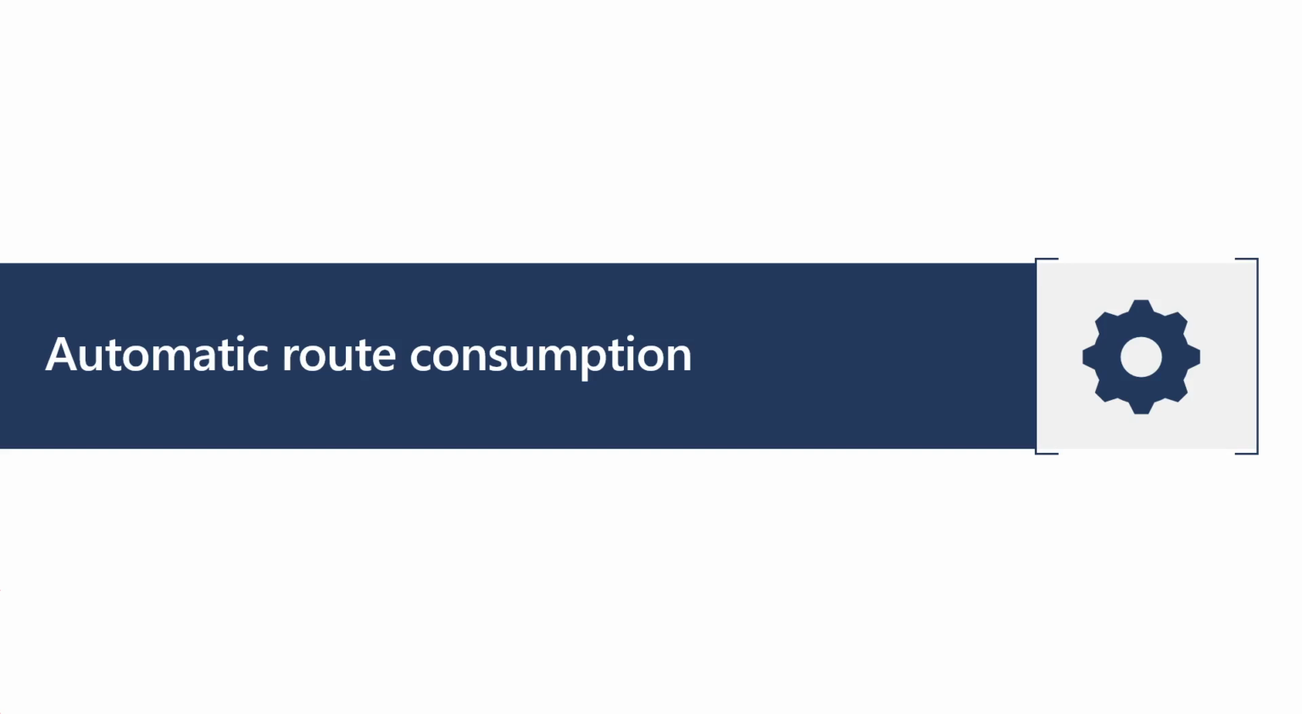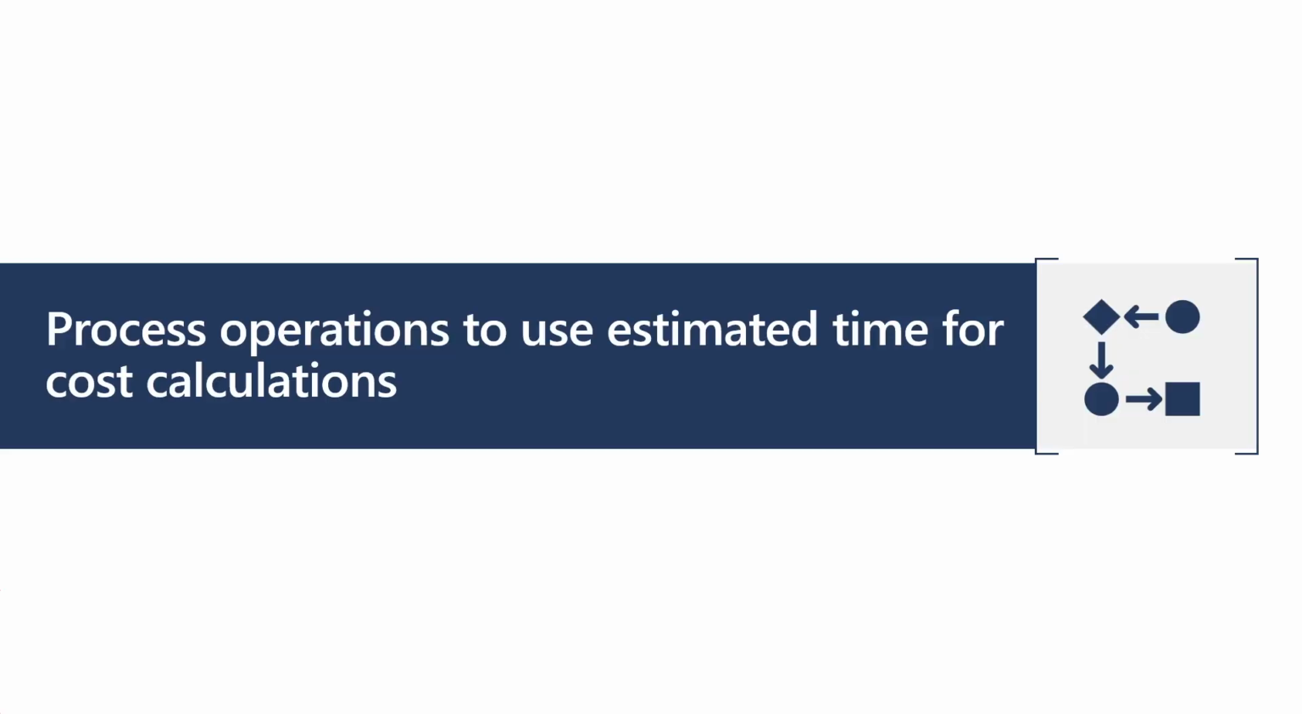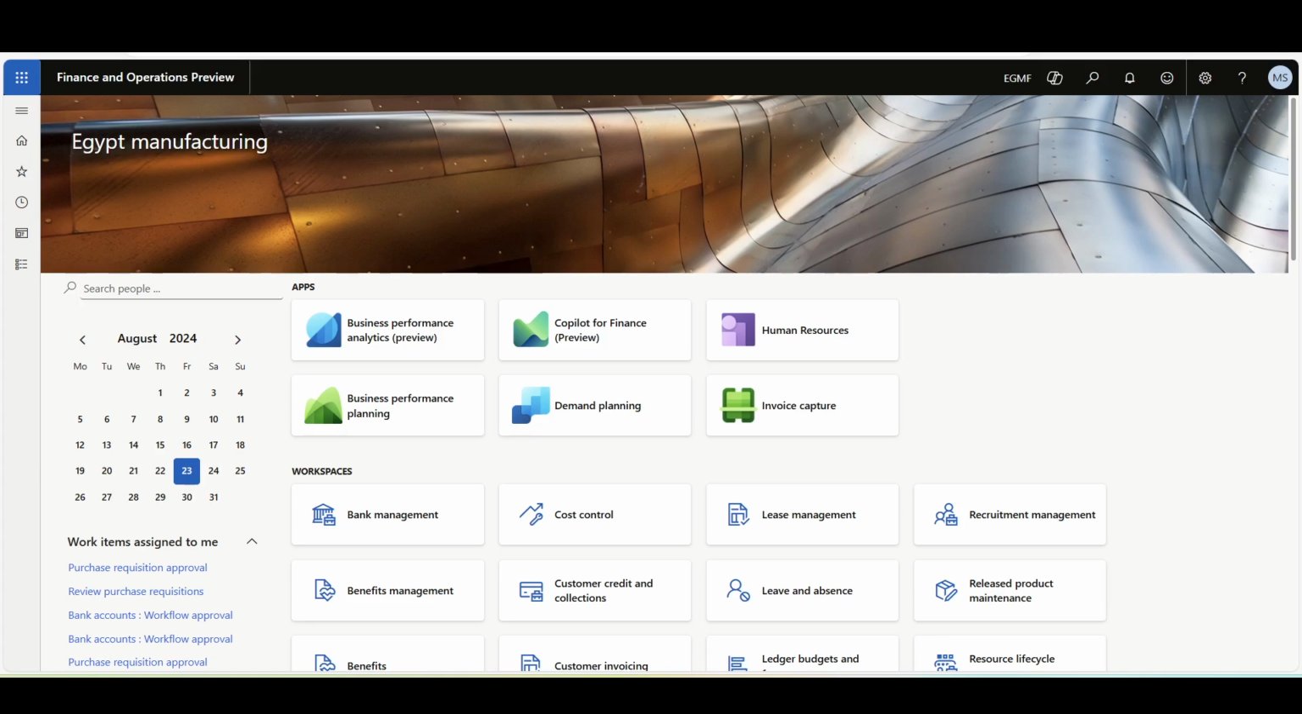It's important to mention that according to the production order default configuration and the automatic route consumption, we could specify whether to consider the actually reported hours or the estimated hours for the realized cost. This demo will review how to use the estimated time consumption as a realized cost.